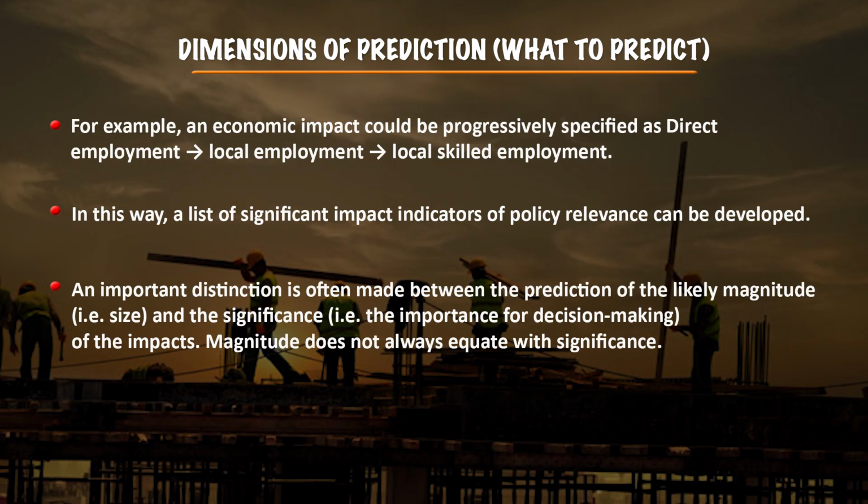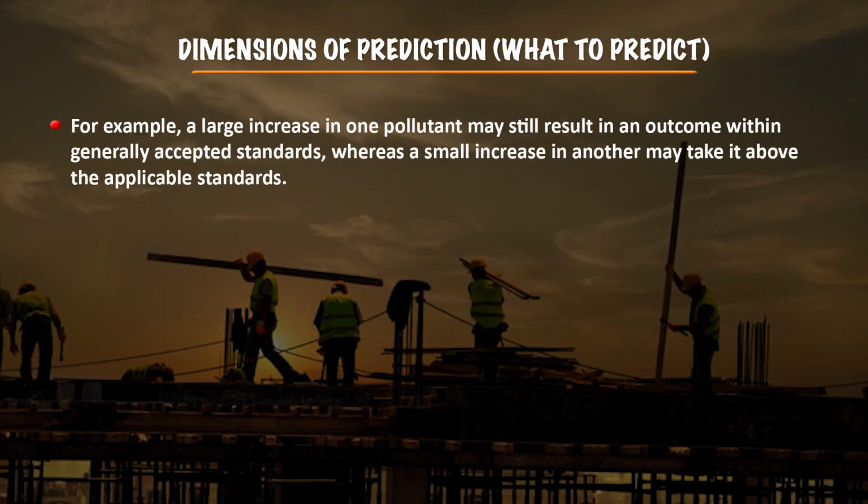An important distinction is also made between the prediction of the likely magnitude, that is the size, and the significance, that is the importance to decision making, of the impacts. Magnitude does not always equate with significance. For example, a large increase in one pollutant may still result in an outcome within generally accepted standards.